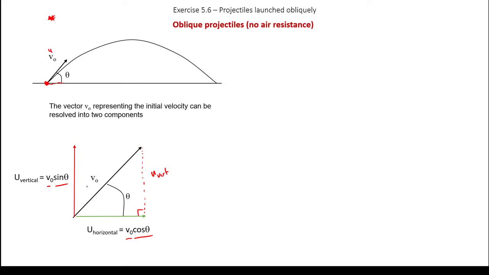Now you can remember those two formulas, or you can always make them yourself. You literally just draw a right angle triangle, UH, UV, and figure it out. That's year 9 maths. Quite easy to do. So you can either remember or you can always resolve it yourself.